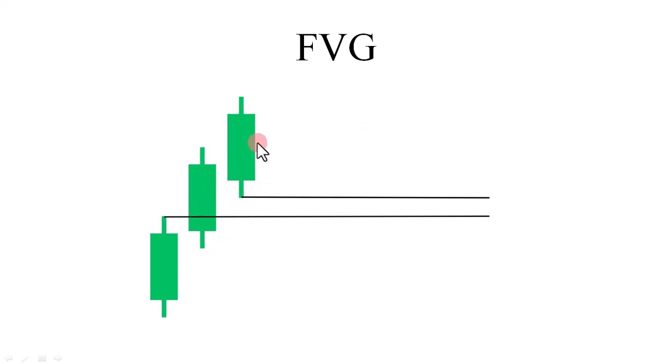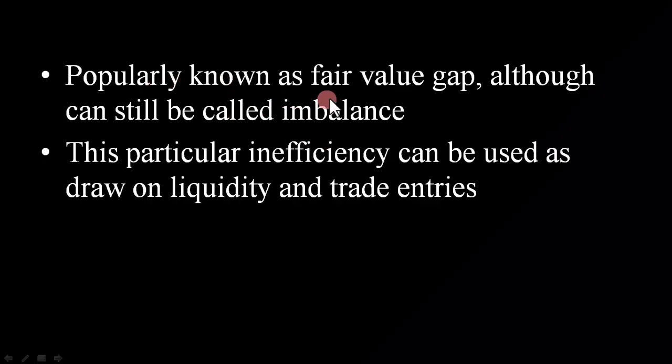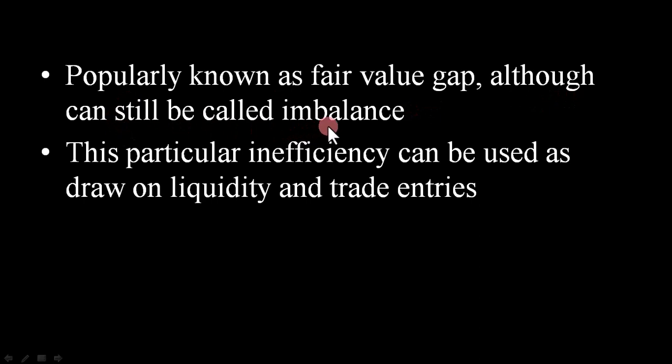You understand this? This consists of three candles. Yes, the middle one is always where the gap is, and that's where price later comes to refill. So it is popularly known as fair value gap, although it can still be called imbalance. You get the idea. This particular inefficiency can be used as draw on liquidity and trade entries. So you can use this fair value gap as a draw on liquidity. You expect price to come back to it, if not immediately, then sometime in the future.